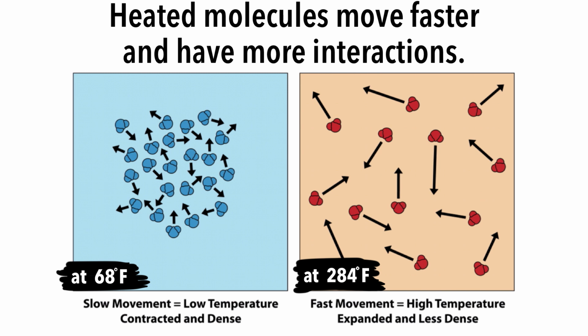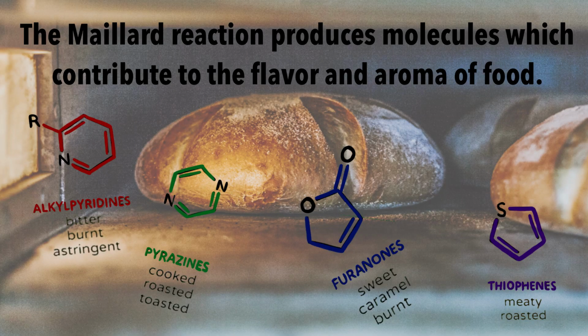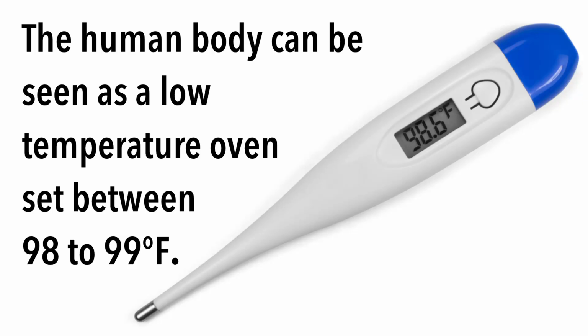So the more heat you have, the more energy the molecules have, and the more reactions they're going to have together. So at this temperature, 284 degrees Fahrenheit, the Maillard reaction begins to occur, causing browning of food and creating new flavors. The reactions accelerate and peak at approximately 320 degrees Fahrenheit. The same process actually occurs in your body, which can be seen as a low temperature oven, typically set between 98 degrees Fahrenheit and 99 degrees Fahrenheit.